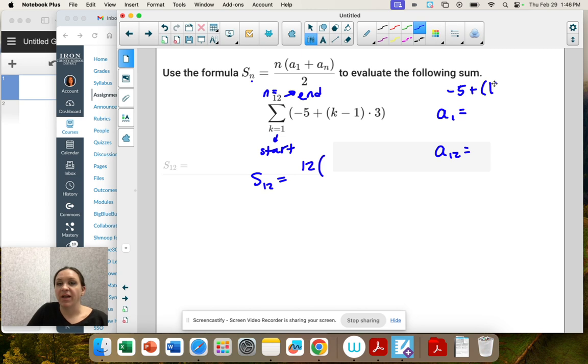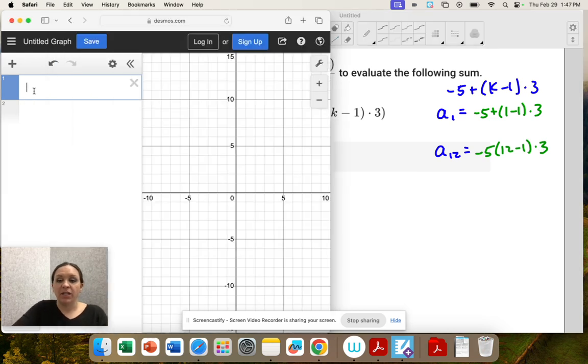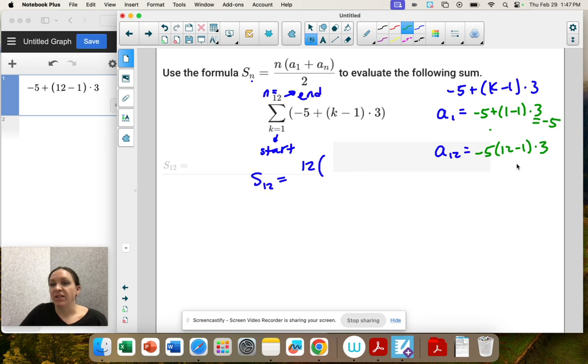So we take negative 5, k minus 1 times 3, and we're replacing k with 1. And then we're replacing k with 12. So it's easier than having to replace 12 times and then add. This formula just does it for us. So negative 5 plus 1 minus 1 times 3, that's negative 5. And if I change this to 12, it's 28. So negative 5 and 28, that's what these are.